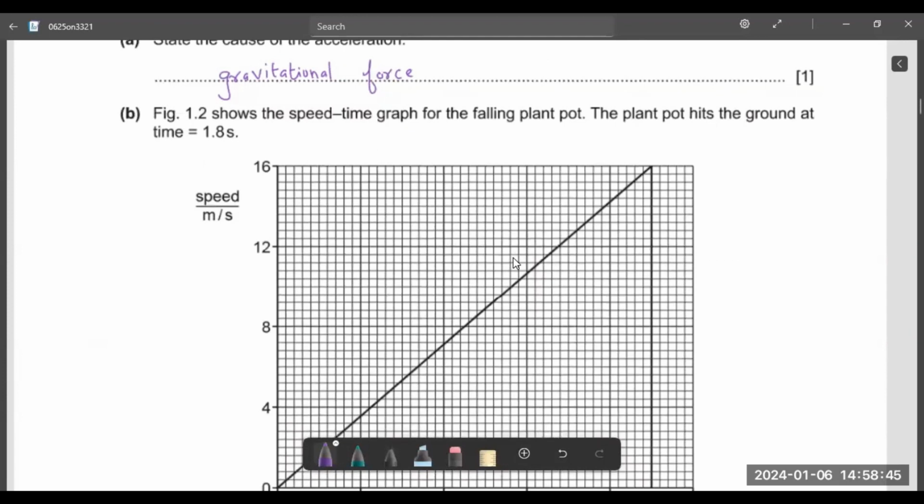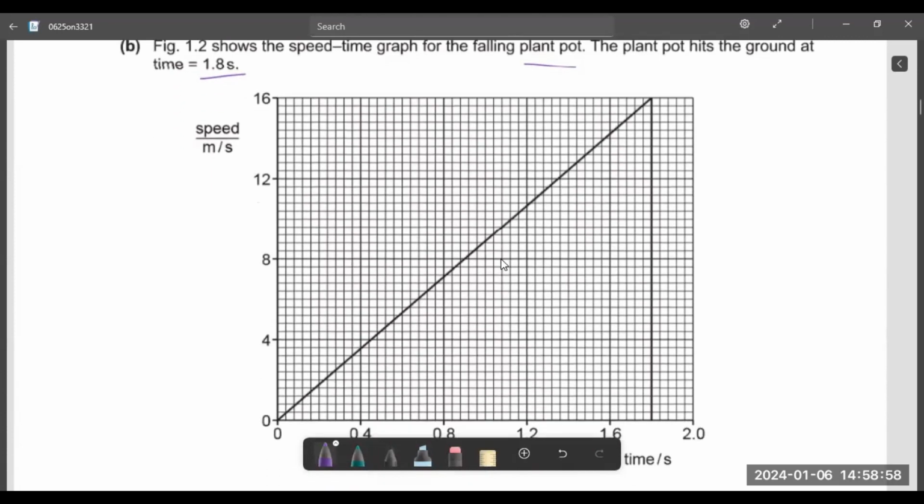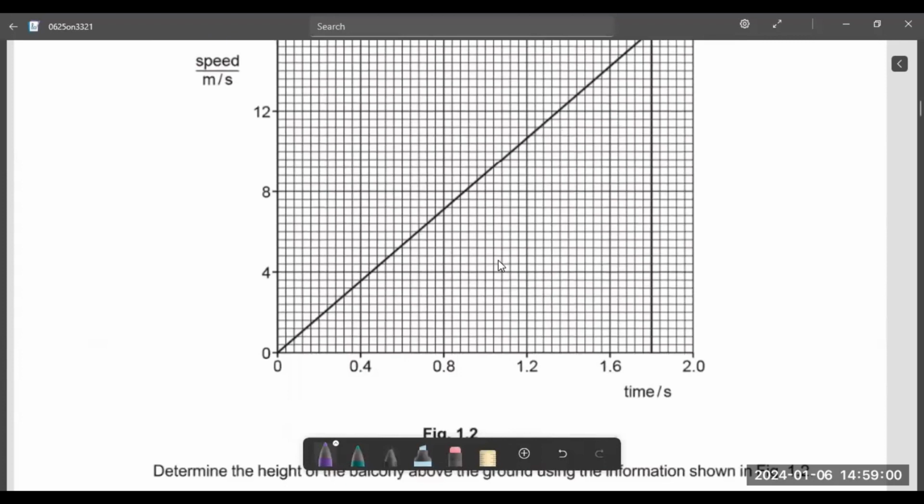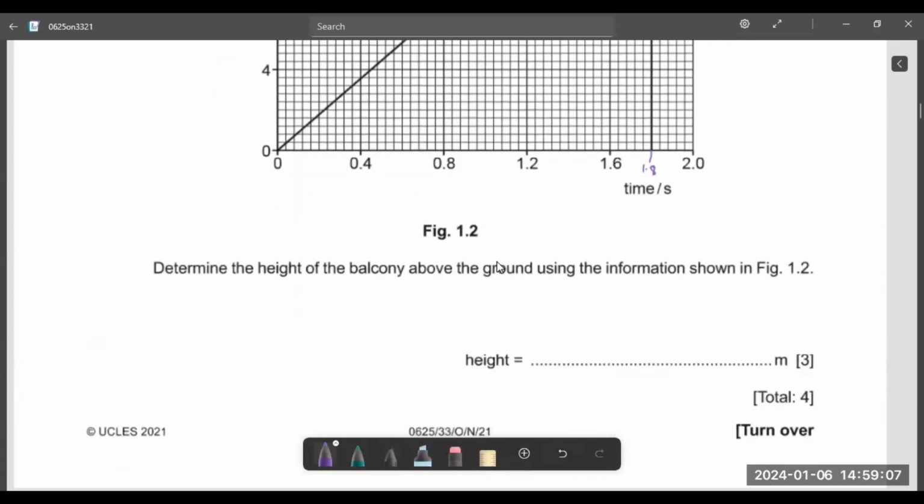Next, figure 1.2 shows the speed time graph for the falling plant pot. The plant pot hits the ground at time 1.8 seconds. So here we can see the speed time graph at 1.8 seconds. It is falling on the ground. Determine the height of the balcony above the ground using the information.